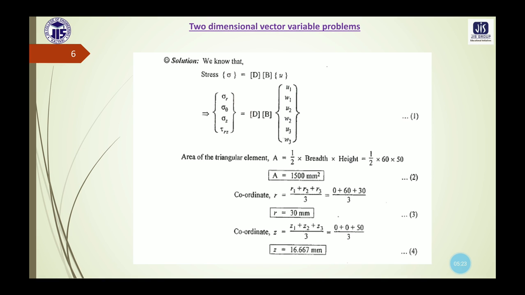So let us start the procedure to solve this numerical. The formula to calculate the element stresses is the sigma matrix, which is the multiplication of the D matrix, that is the stress-strain relationship matrix, multiplied by the B matrix, the strain displacement matrix, multiplied by the U matrix.